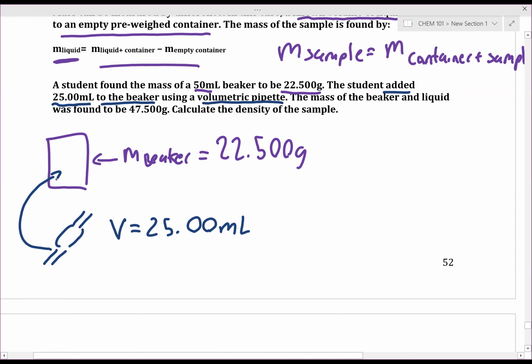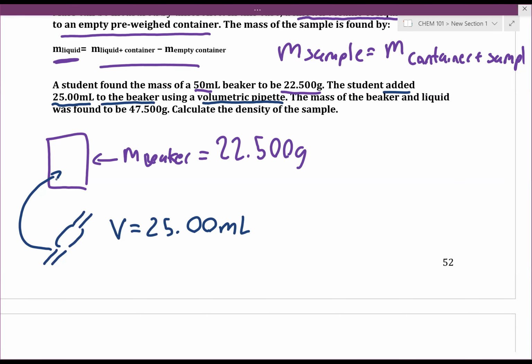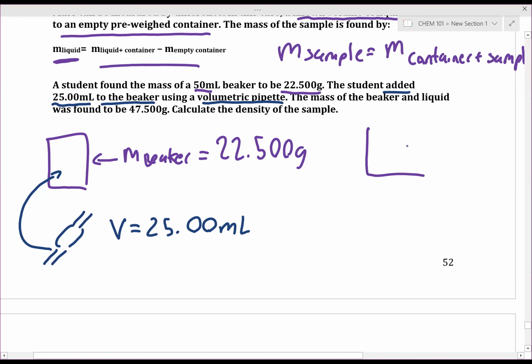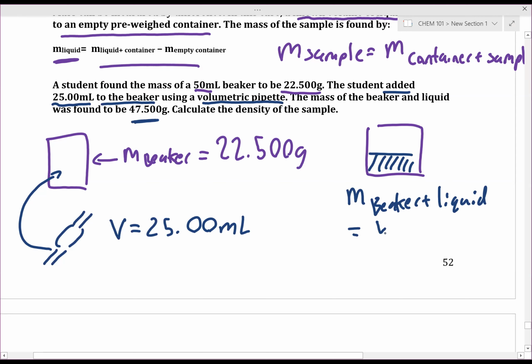Everyone following so far? So we record the mass of our empty container, and now we have a container that contains a known volume of liquid. So let's draw that liquid here. So we're next going to record the mass of the beaker plus the liquid. And in this case, that mass was found to be 47.500 grams. Okay? So in weighing by difference, can we figure out the mass of just the liquid from these two masses? Yes.